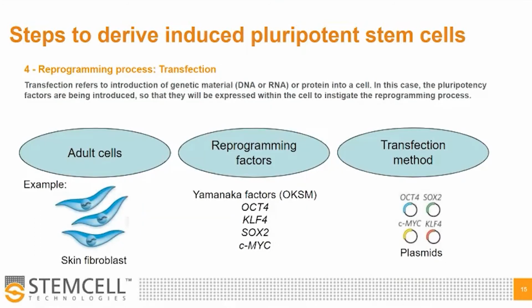Transfection refers to the introduction of genetic material, DNA or RNA, or a protein into a cell. In this case, the pluripotency factors are being introduced so that they will be expressed within a cell to instigate the reprogramming process. Once the somatic cells are transfected or transduced with reprogramming factors, the time frame for obtaining an initial reprogrammed colony can vary from 1 week to 1 month. In addition, this may require frequent reprogramming factor replenishing, for example, with protein-based strategies, whereas self-replicating vectors such as self-replicating RNA only require a single transfection.